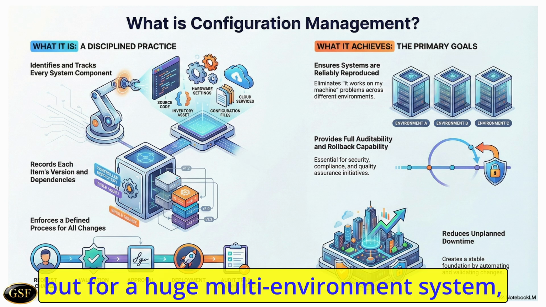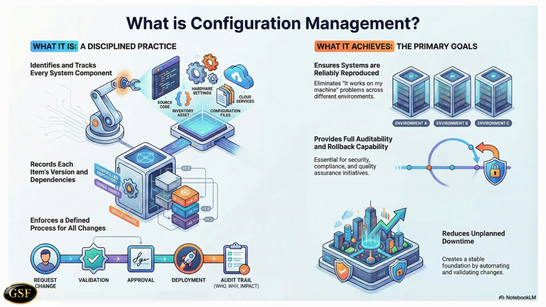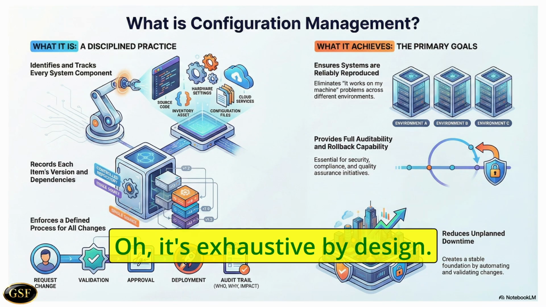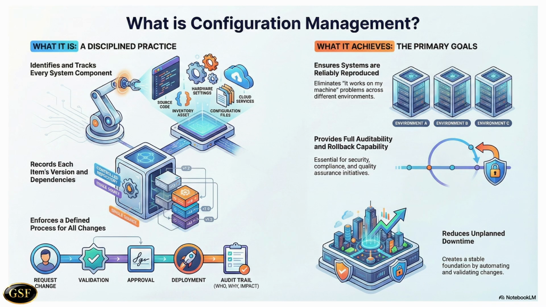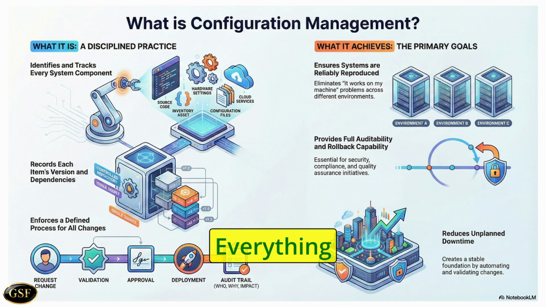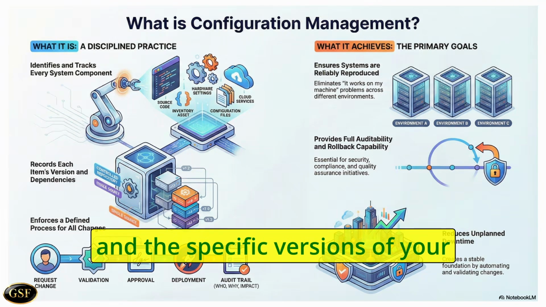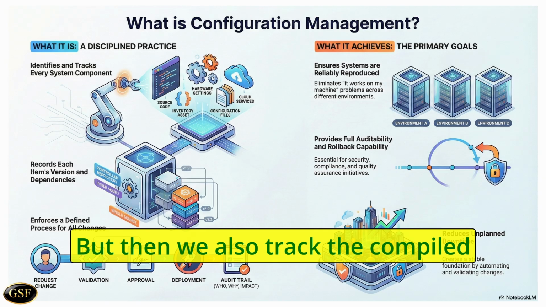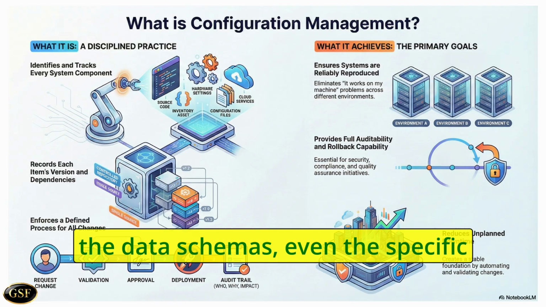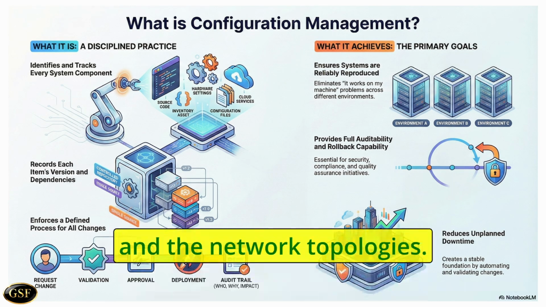So consistency is the goal. But for a huge multi-environment system, like an AI service running across a cloud cluster and also on some edge device somewhere, how does CM even begin to achieve that? It must be tracking an overwhelming amount of detail. Oh, it's exhaustive by design. CM identifies and tracks every single component that makes up that environment. Everything. So we're talking about the obvious things first, like the application source code and the specific versions of your programming library. But then we also track the compiled binaries, the deployment configuration files, the data schemas, even the specific hardware settings down to the CPU configuration on the server. And the network topologies.